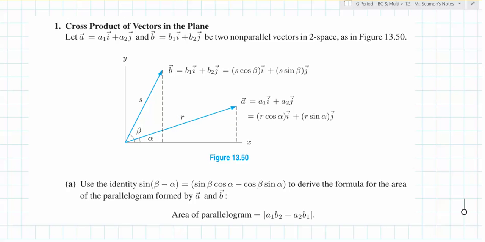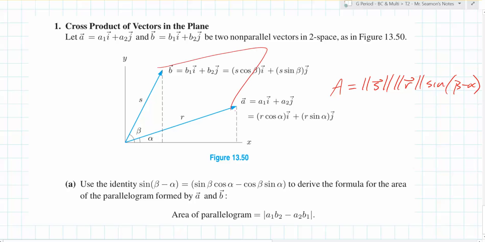Start working on it and show me the thought process you put towards solving this. I gave this to you last class and said you needed to prove this. We never did that. The area of a parallelogram is the 2x2 determinant using the difference of sines. I gave this to you before I asked you to think about it, so show me some work. You're starting with this: the area of the parallelogram is the magnitude of S times the magnitude of R times sine of beta minus alpha. That's what you're starting with. The area of the parallelogram is that right there.